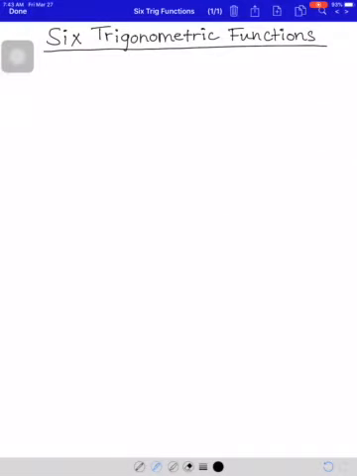Today we're going to look at the 6 trig functions. We've already looked at 2 trig functions, sine and cosine, and so now we're going to define all 6 of them. So first off, let's just remember how to define sine and cosine. If we take an angle theta in standard position, well then this angle is going to intersect the unit circle at the point x comma y.